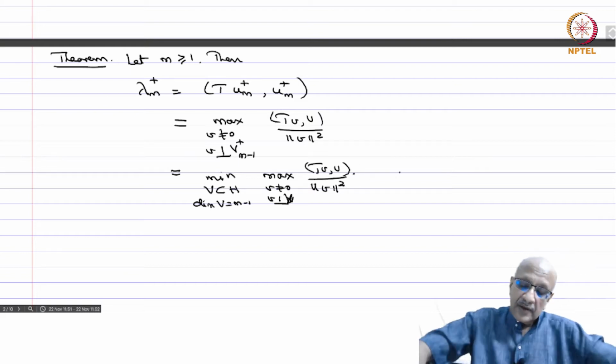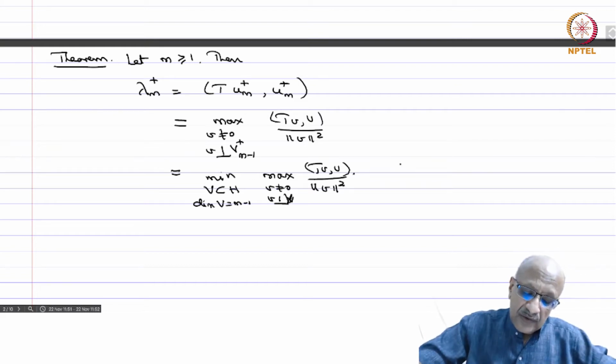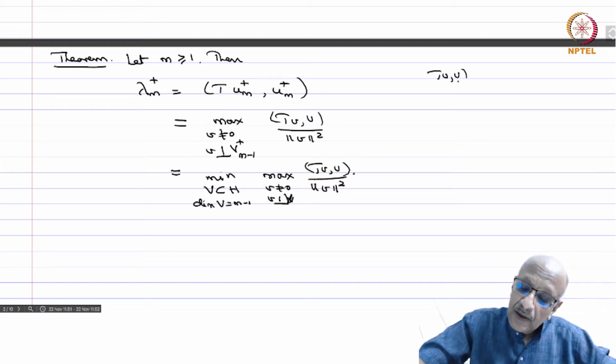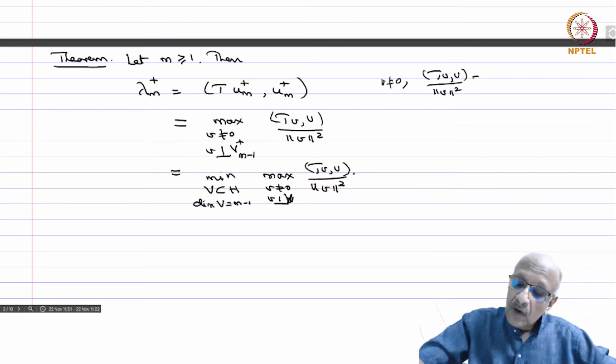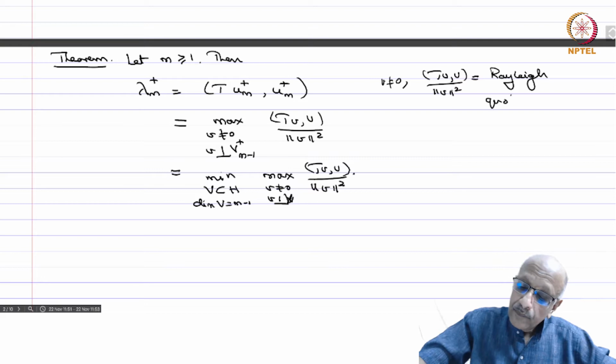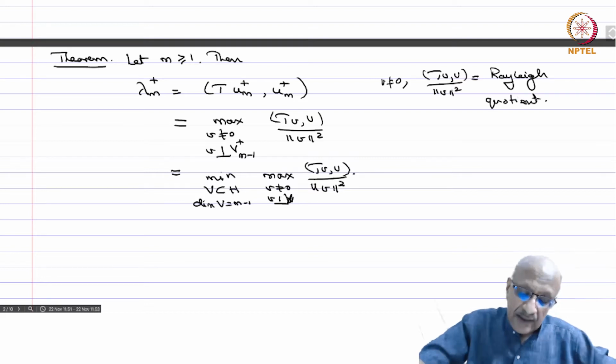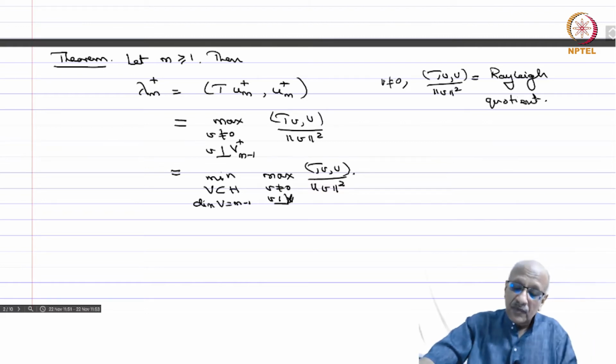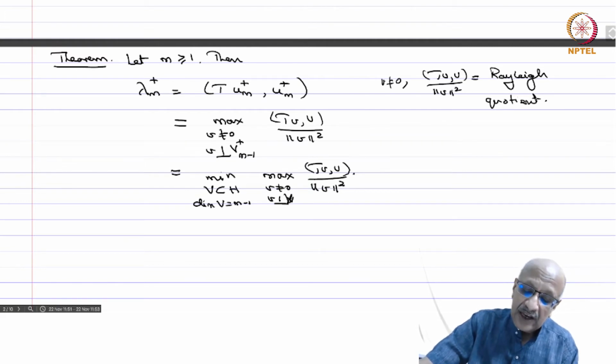So let us comment briefly on these things. The first one is more or less obvious, so we will see it in a moment. Now this <Tv, v> by norm v squared for v not equal to 0 is called the Rayleigh quotient. So we are expressing the eigenvalues as the maxima or minima of the Rayleigh quotient over some subspaces. So there is some constrained optimization problem which we are showing. That is why we call these the variational characterization.